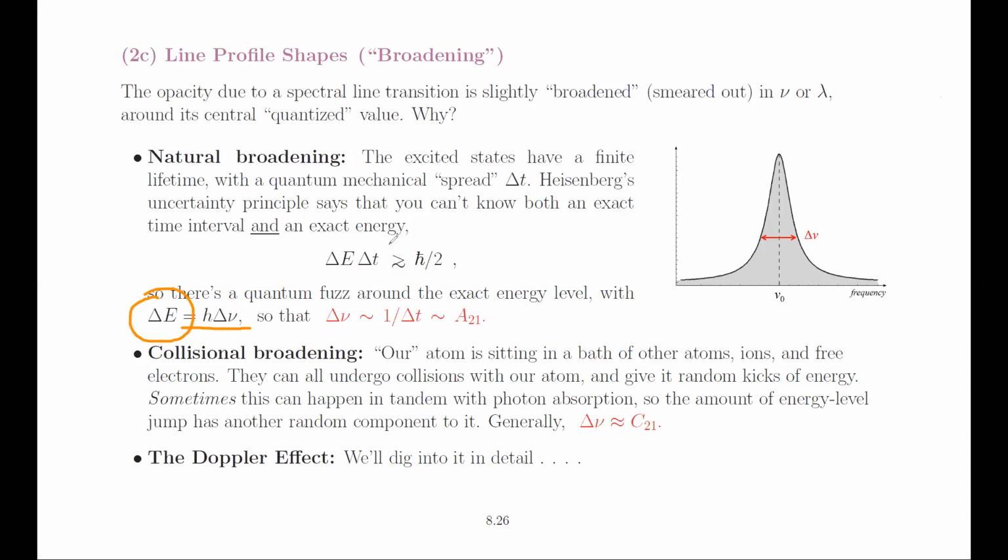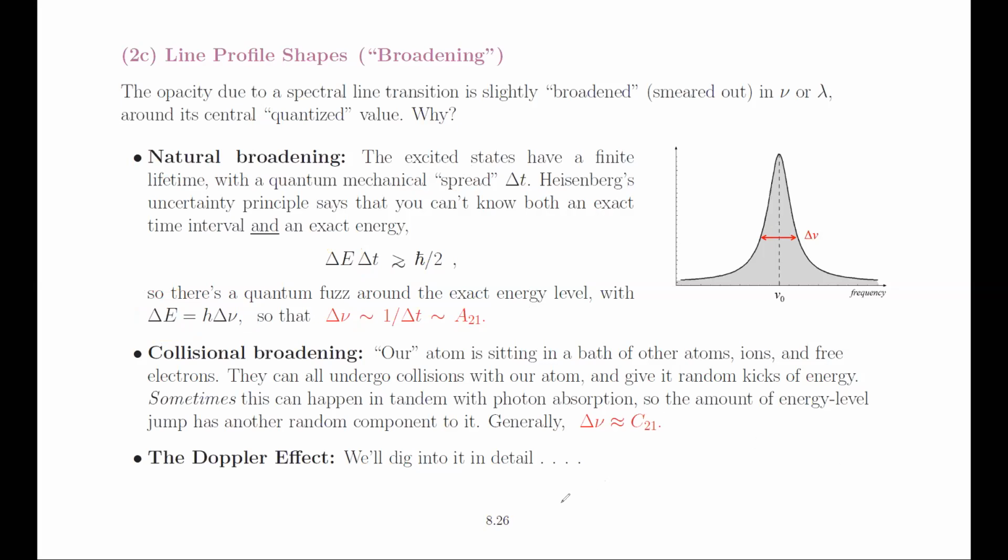And when you plug that in, that means that the uncertainty in the frequency is essentially 1 over the finite lifetime, and 1 over the finite lifetime is essentially this A21 Einstein coefficient. So that's basically giving us the width of the line. It's the minimum possible width. That's what we call natural broadening. In astronomy, usually natural broadening is too narrow to be observed. Most of the other sources of broadening that we'll talk about sort of swamp the natural broadening, but it can be measured in the laboratory.